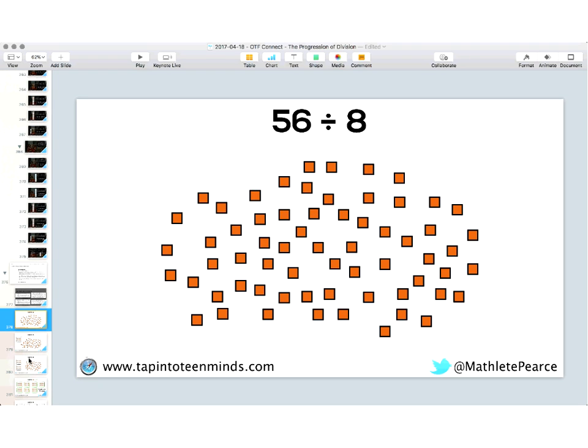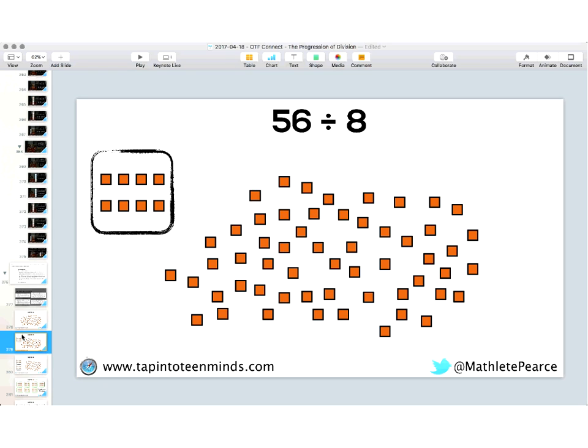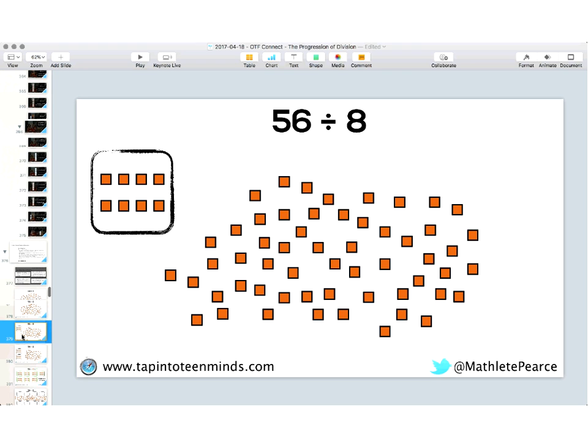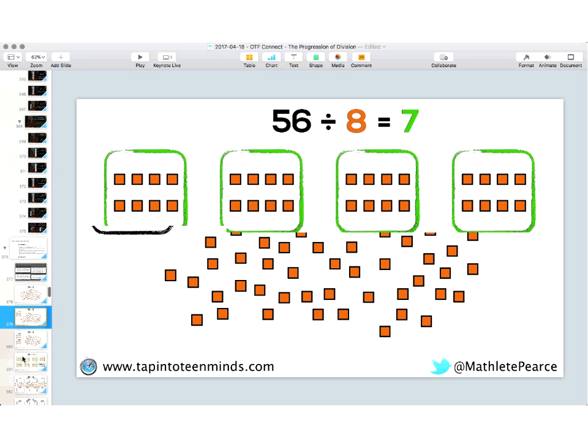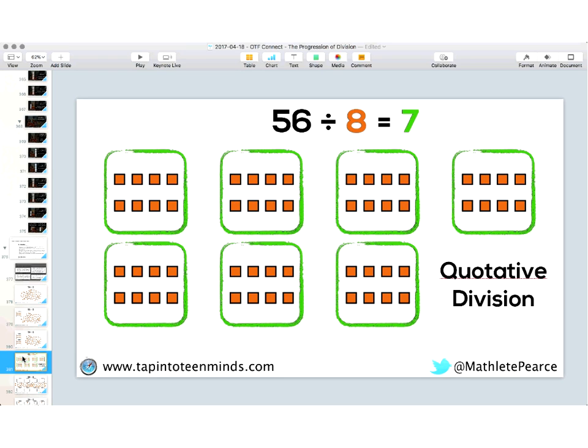So how they go about this problem will help define what kind of context, or what sort of division problem they're actually doing when they approach it. For example, if a student was to take groups of 8, so I take 8 tiles and I put them into a group, what I'm getting at is quotative division, because I took 8 in each group and I needed to count how many groups there were.